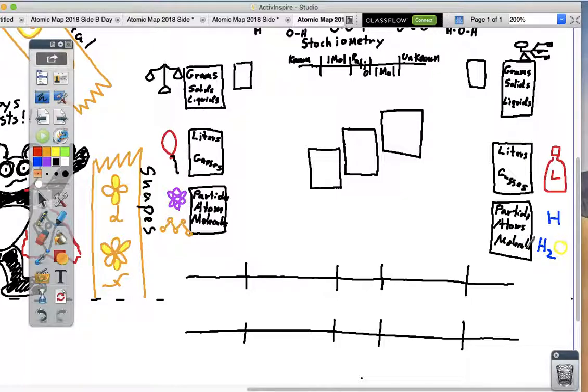Okay? So the cool thing is now, you guys know what we start with and what we end with in stoichiometry. And the cool thing is, I could give you grams of something, and you could tell me how many particles are in it. I could give you liters of something, and you could tell me how many grams it would produce. I could give you particles, and you could tell me how many liters of gas it would produce. That's what stoichiometry does for us.